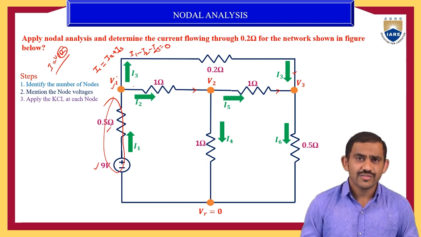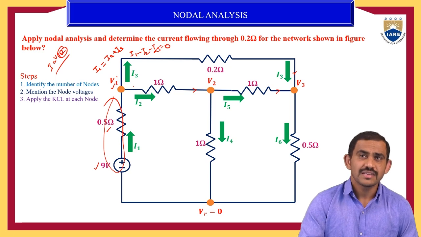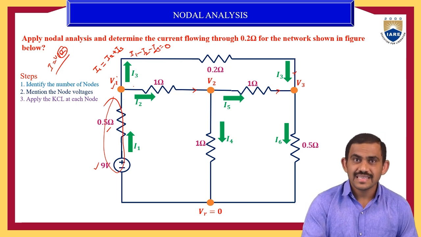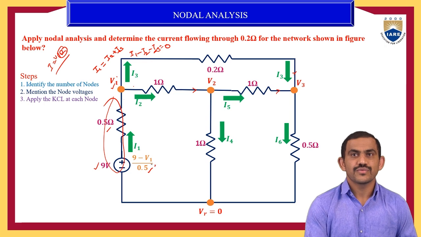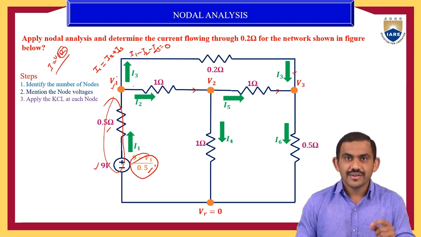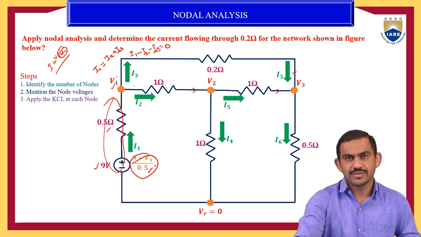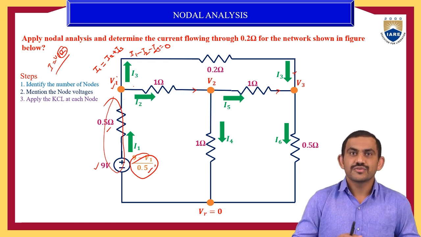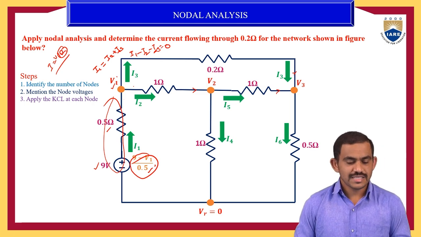Then I need to find out the I1 value. So I1 equals, my current direction is upward, that means 9 minus V1. So from 9 to V1 I have a current direction. So 9 minus V1 by your resistor. So V by R you need to write. Why are you writing 9 minus V1? Because your current direction is from 9 volts to V1 volts. Now we need to write 9 minus V1 by 0.5, your resistor value. That is your I1 value.